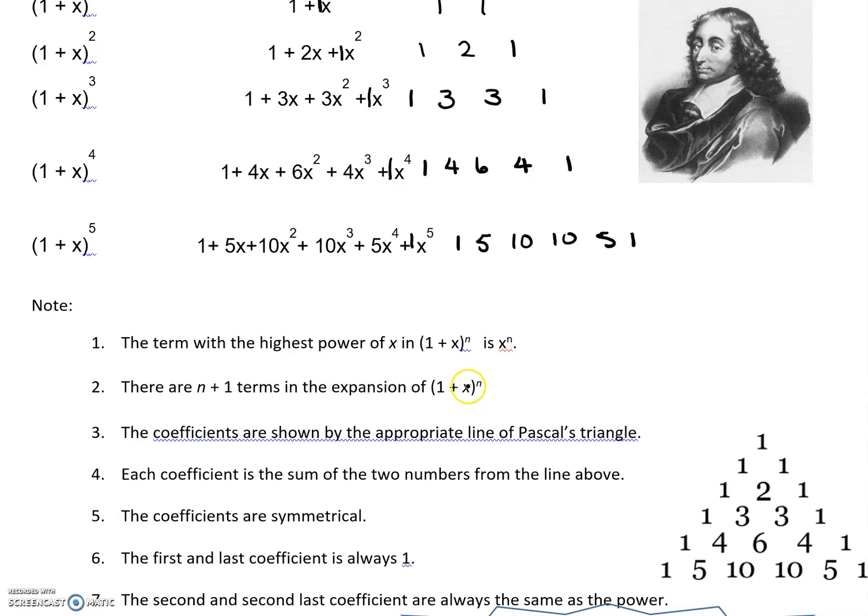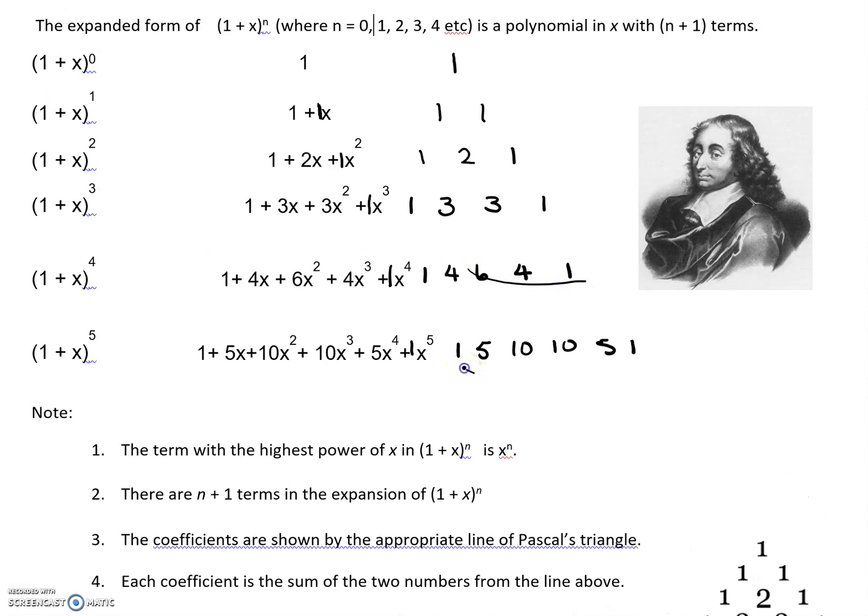You've heard me emphasising that. It's 1 more than n in terms of the number of terms. The coefficients are shown by an appropriate line of Pascal's triangle. Each coefficient is the sum of the two numbers from the line above. The coefficients are symmetrical. A 1 and a 1, 5 and a 5, a 10 and a 10. On the other hand, we've got a 1 and a 1, a 4 and a 4 and a 6.